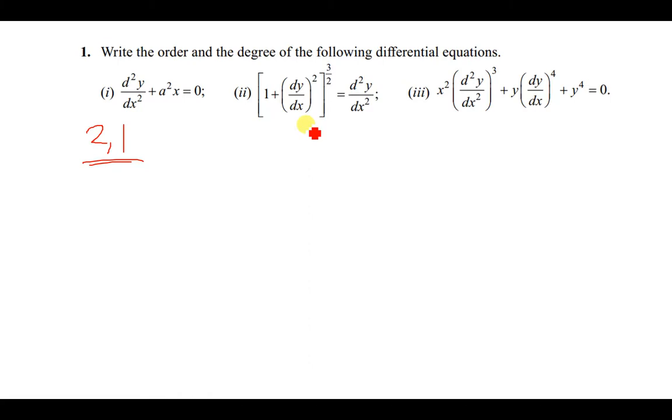Okay, so we'll move on to this equation. Here, before you even start solving, you first need to get rid of this square root. We know that 3 over 2 can also be written as 3, then 1 over 2. So this is the power we have there. If you have such a power, you first have to get rid of the square root.